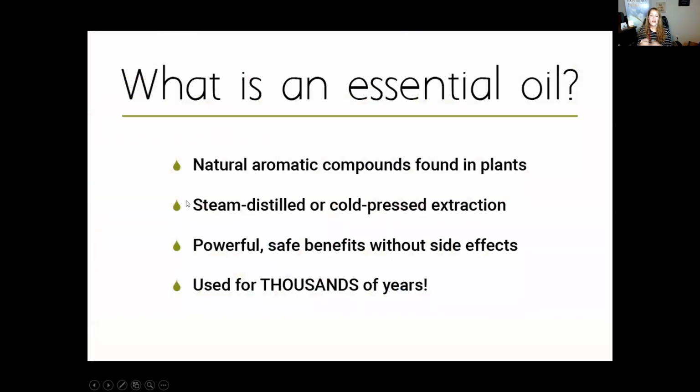So let's start with what an essential oil is. Essential oils are natural aromatic compounds that are found in plants. They may be steam distilled or cold pressed extraction. Now, steam distilled applies to a vast majority of the essential oils. Cold press usually is what we do with citrus oils. We cold press the peel of the citrus in order to extract the essential oils from there.